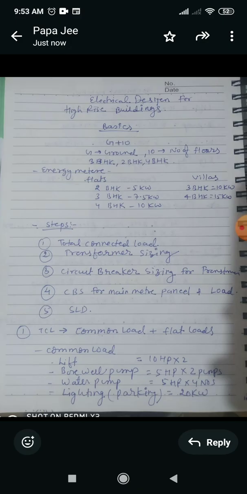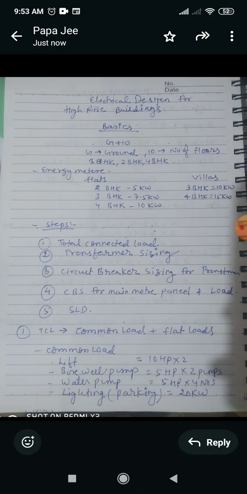Okay, so here three types of flats are there: 2 BHK, 3 BHK and 4 BHK. We consider an energy meter of 5 kilowatt for 2 BHK, 7.5 kilowatt for 3 BHK, and 10 kilowatts for 4 BHK, and for the villa, 10 kilowatts for 3 BHK and 15 kilowatts for 4 BHK. Okay, so what are the first steps required while selecting the transformer?